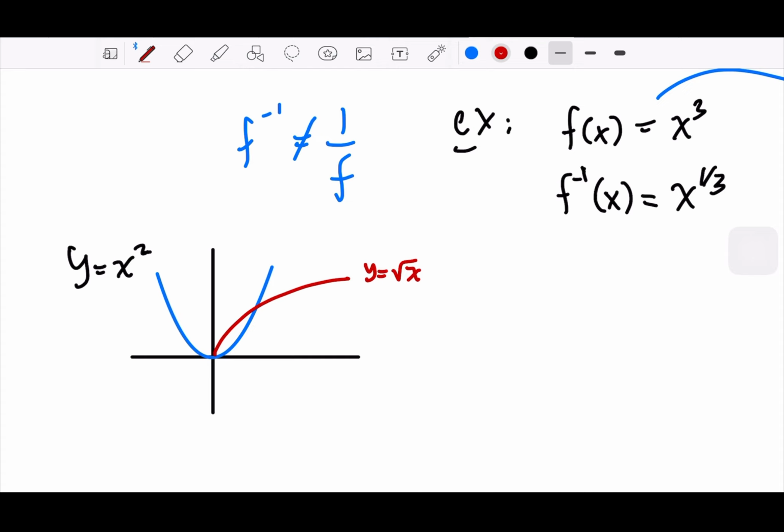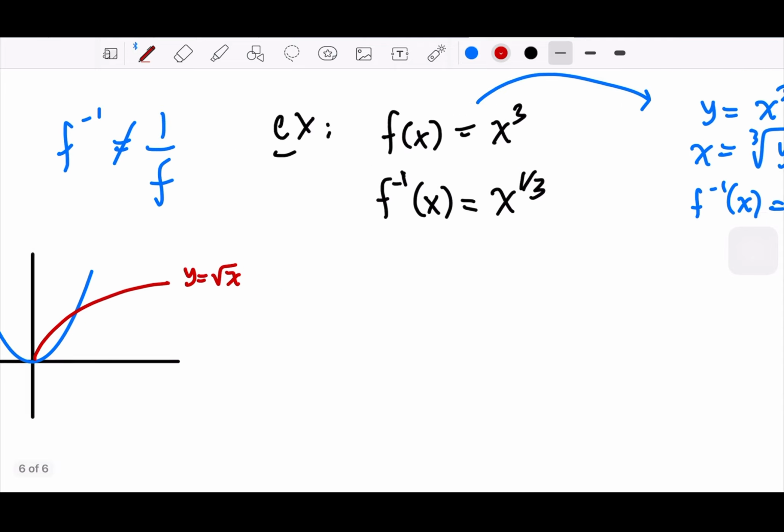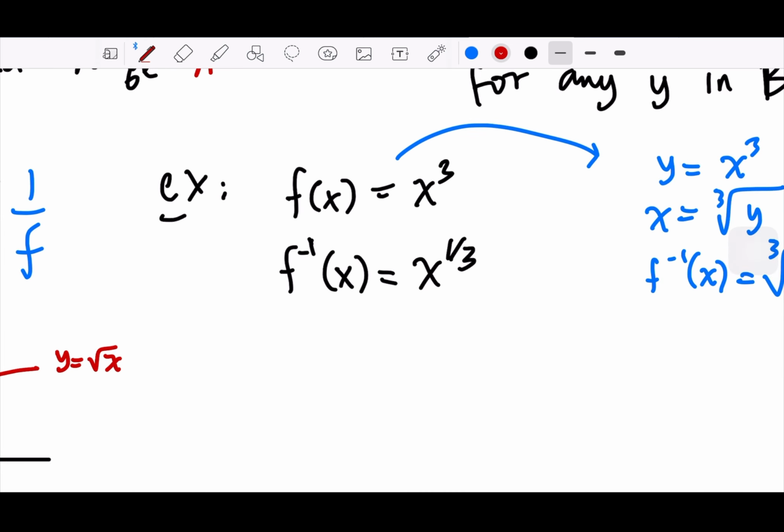For square root of x, remember the rules, so we're only having this part. If you look at it, it's actually similar, kind of similar graphs, right? Kind of similar, and it's actually similar with the cubic example also.